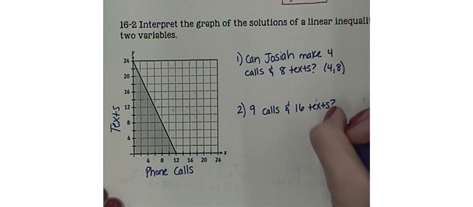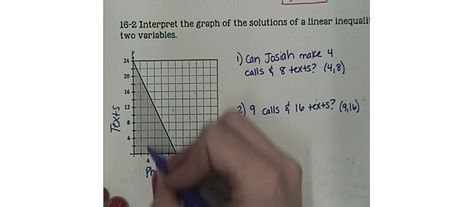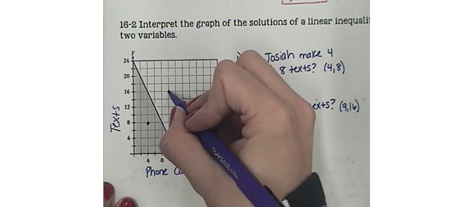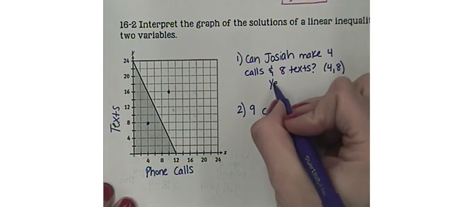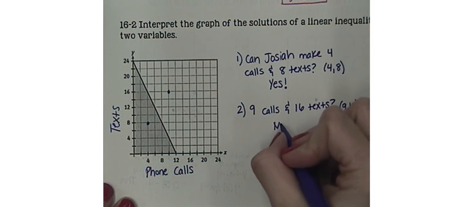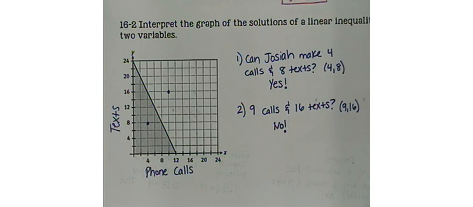So you can think about these as ordered pairs, 4, 8, 9, 16. So this works because it's in our shaded area. This does not work because it's outside our solution region or shaded area.